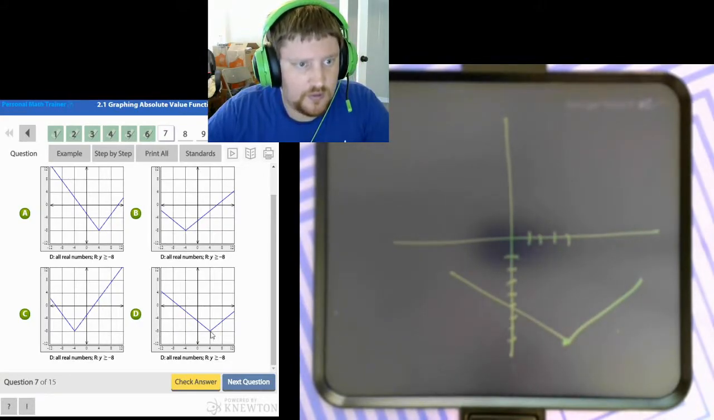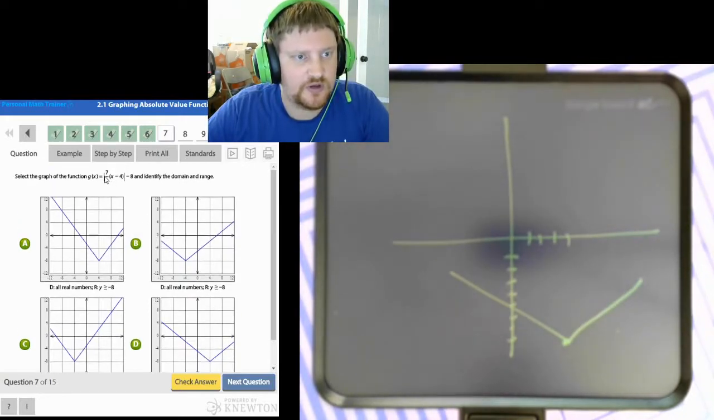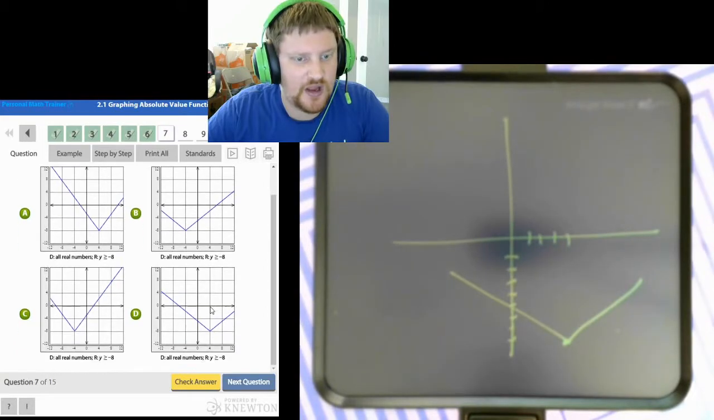But this one's also at 4, -8. This one, however, is a vertical stretch. This one is a vertical compression. We are looking for a horizontal stretch, which is the same as a vertical compression. Y is greater than or equal to -8. So all numbers -8 and up. Looks accurate to me.